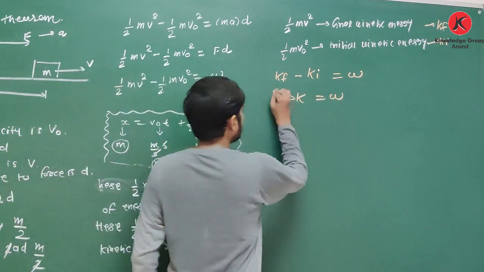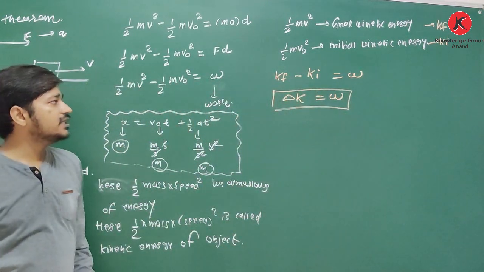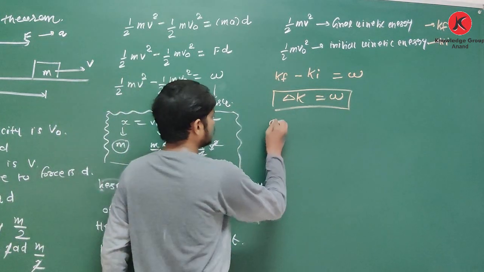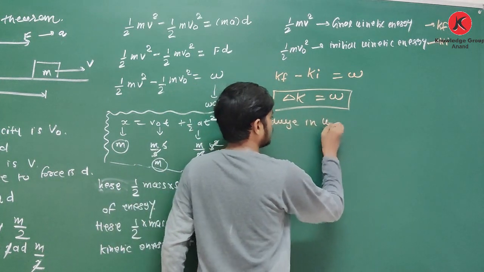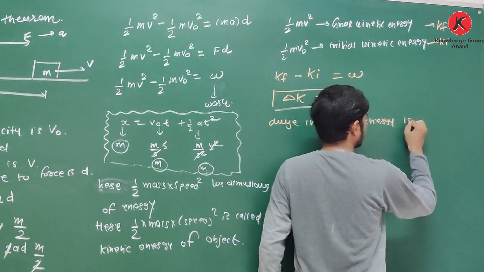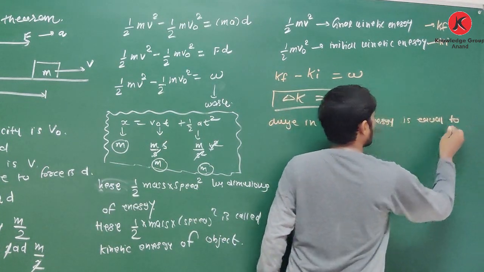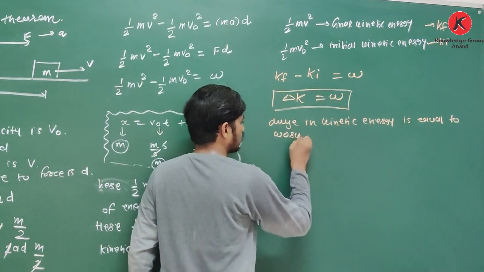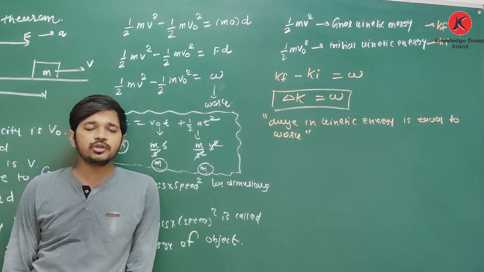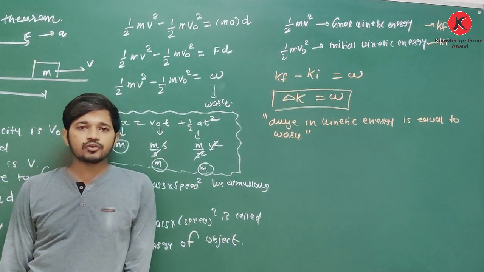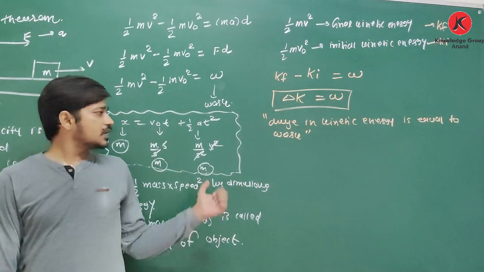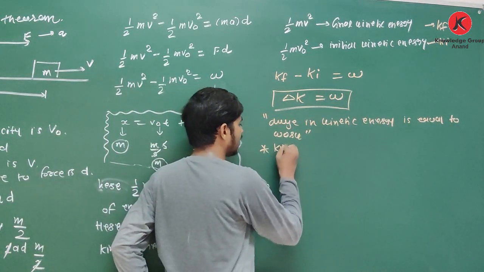So what is this equation? Change in kinetic energy is equal to work done. Change in kinetic energy is equal to work, and it is called the work energy theorem. W is equal to delta K. It is called the work energy theorem. Clear about this? Yes, one topic, that is what is kinetic energy.